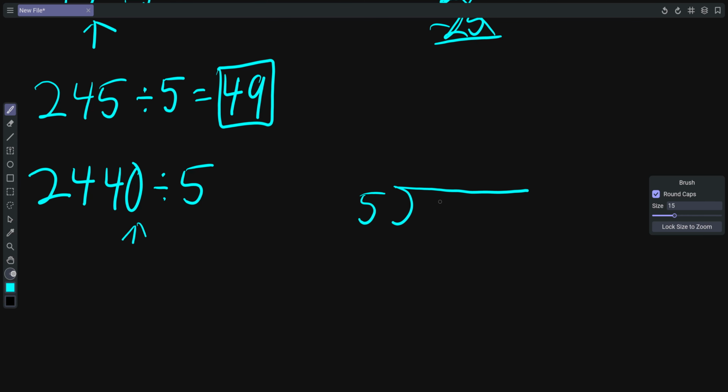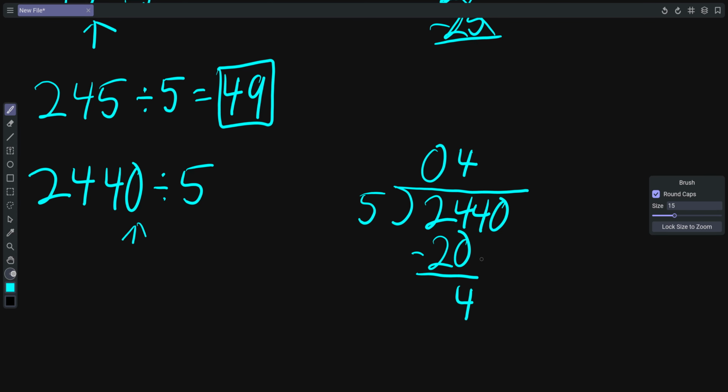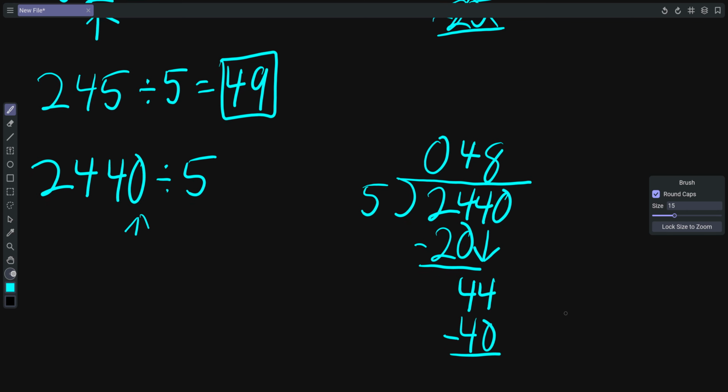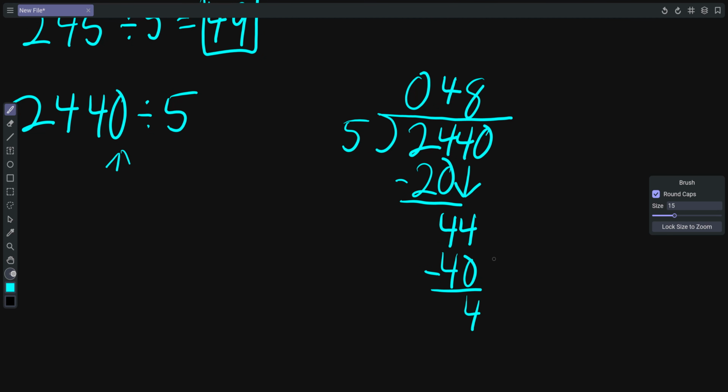So we put 5 here, we put 2,440 here. 5 goes into 2 0 times, but it will go into 24 4 times, and 5 times 4 equals 20. We subtract that, we are left with 4. We drop down the 4 here. 5 will go into 44 8 times, because 5 times 8 equals 40. So we leave that here. We do the subtraction, we are left with 4.